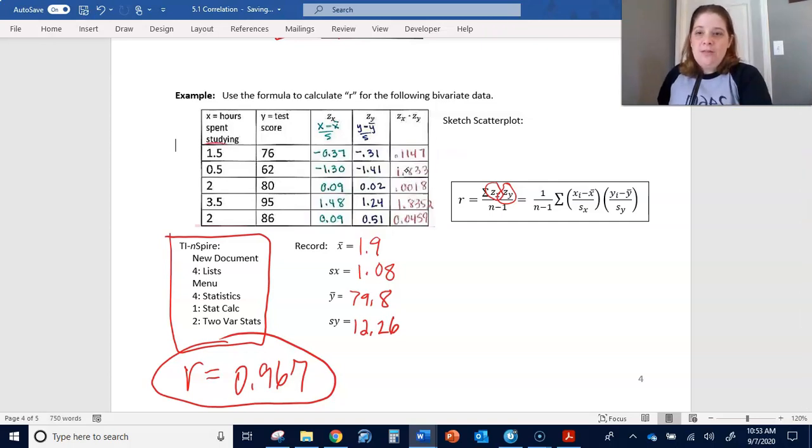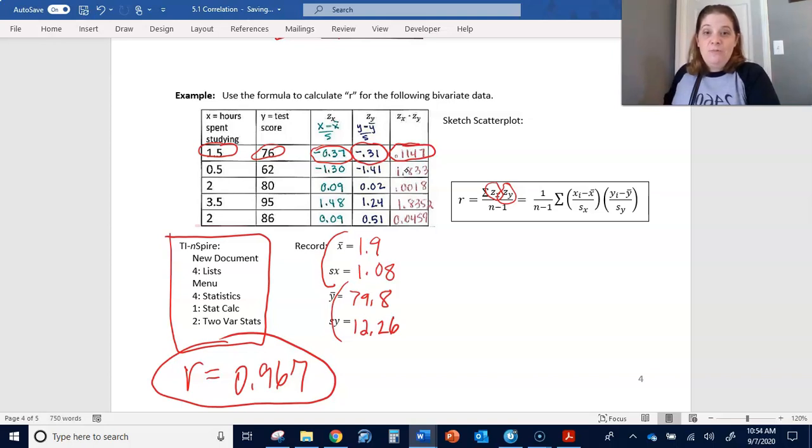So what I would do is take 5, I'm trying to find the z-score, minus the mean of 1.9 and divide by 1.08. That gives me this z-score of negative 0.37. Then I would do the same thing with the y coordinate, 76 minus 79.8 divided by 12.26, and that gives me that z-score. I multiply those together, x minus x bar over s times y minus y bar over s, and I get this value right here. That's my product for the single value.